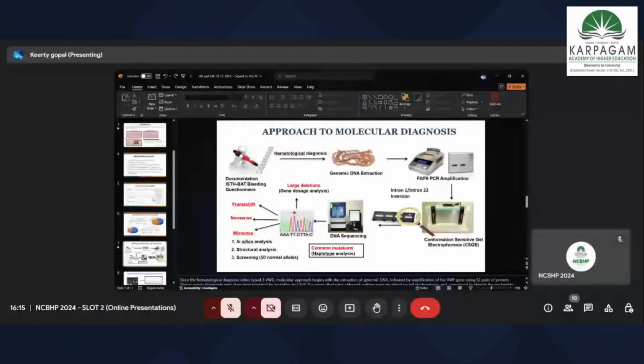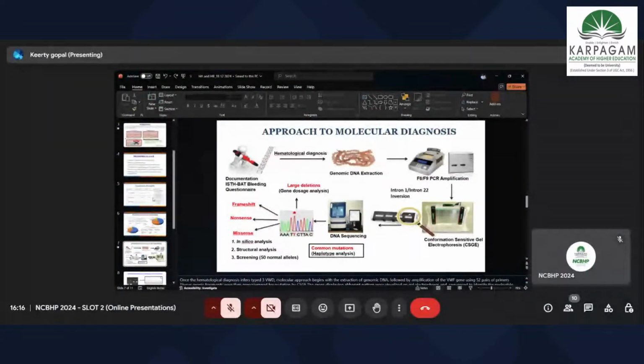22 inversion, while confirmation of the sensitive gel electrophoresis by 4-point mutation, followed by the sequencing, categorization of the frameshift, nonsense and the missense mutation. If it is a missense mutation, we will come under the in silico analysis and structural analysis and screening for the 50 normal alleles.